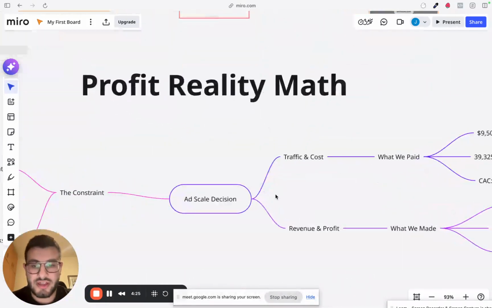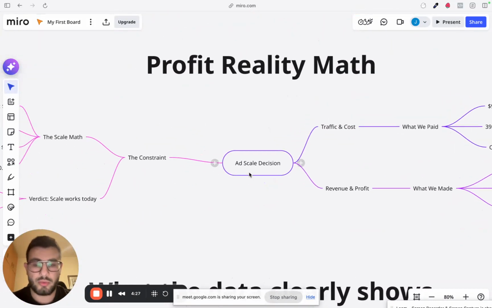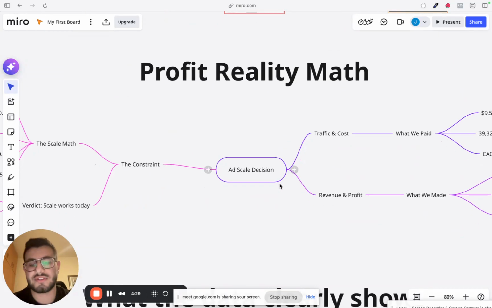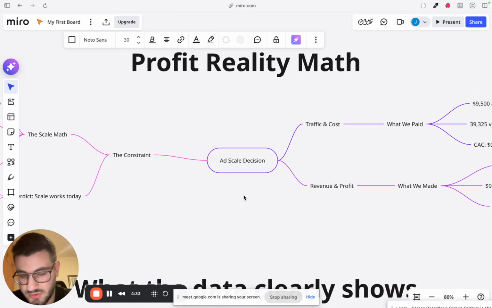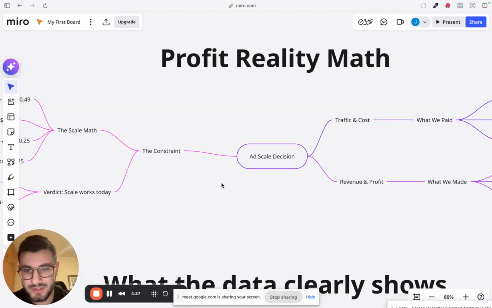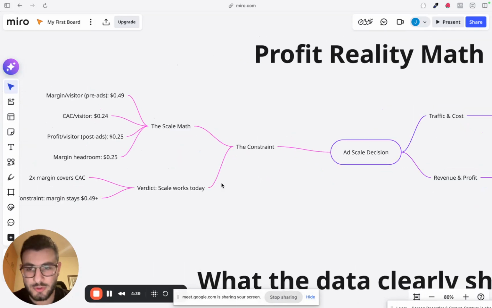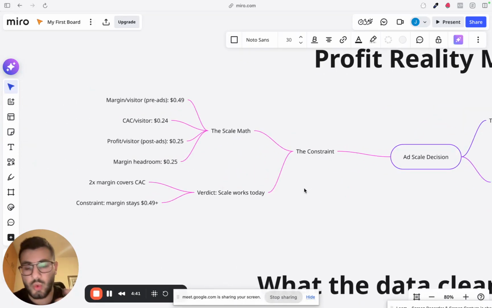Now, the profit reality map. This is where I tell you if it's logical to scale ads or not. In your case, it is logical to scale ads. Your ads are profitable. You don't need someone to tell you that. But I'll go deeper into why they're profitable. First, the possible constraint. This is the scale math. Your margin per visitor pre-ads is 0.49.